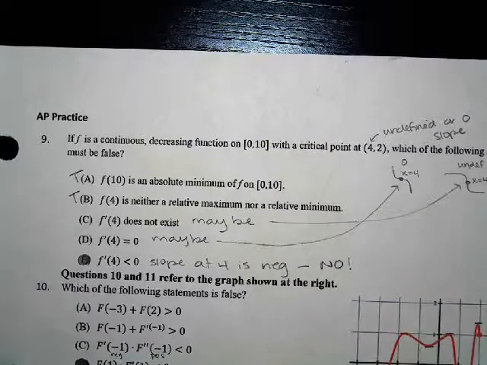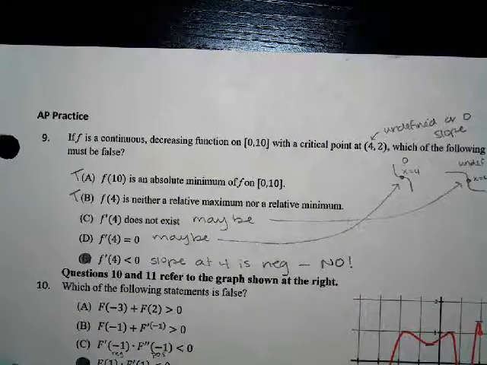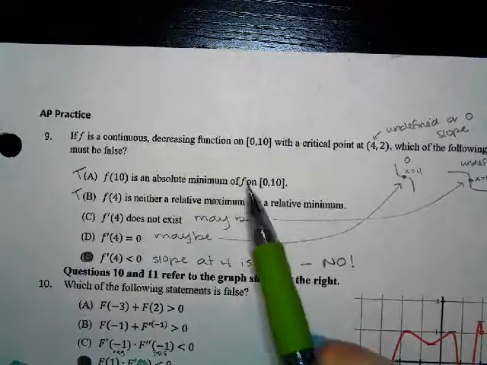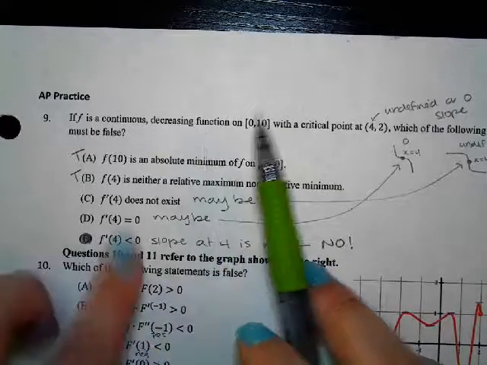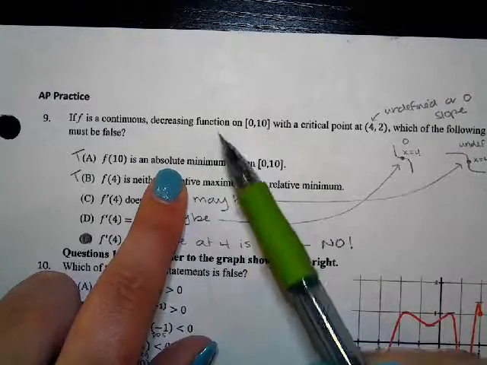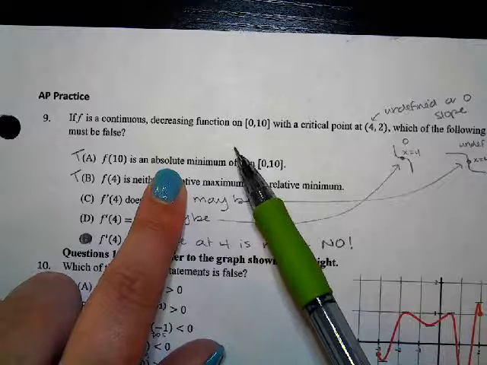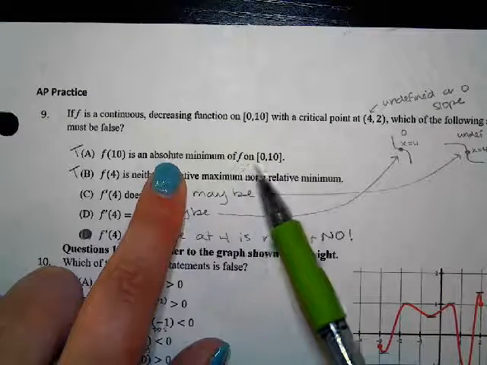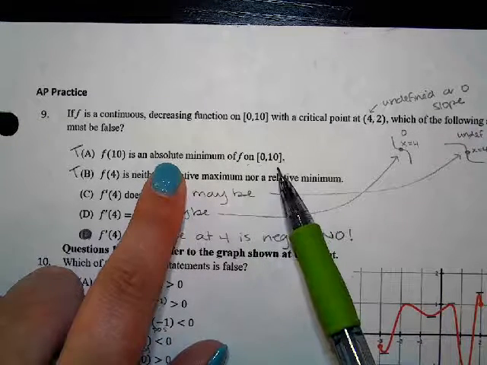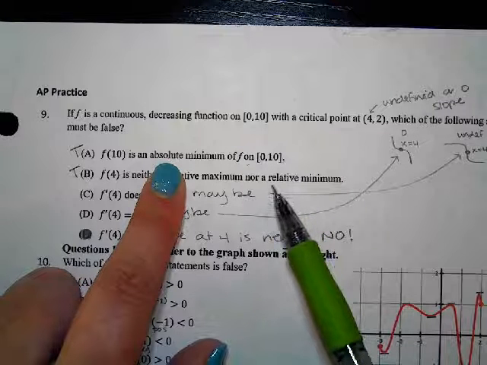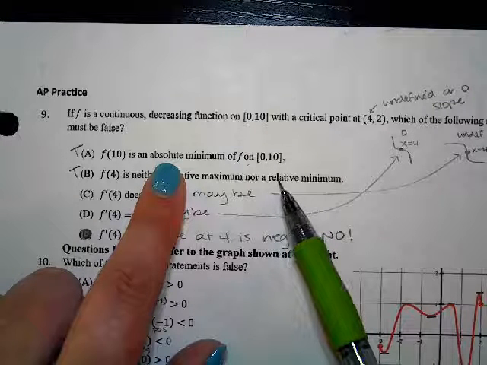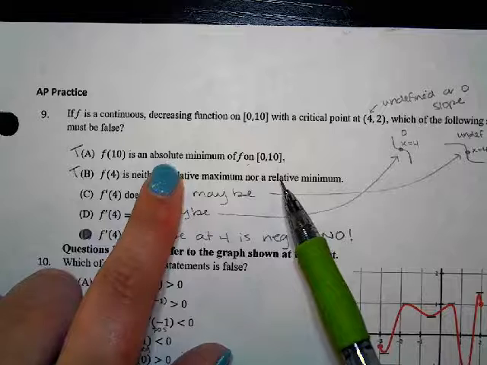So you have a decreasing function. If a function is decreasing, that means it's going down. So if it's going down, then f of 10 has to be the absolute minimum, right? Decreasing function, it's going down, then your last point is going to be your absolute minimum. That's what decreasing would mean. Does that make sense how f of 10 would have to be the lowest? Okay.